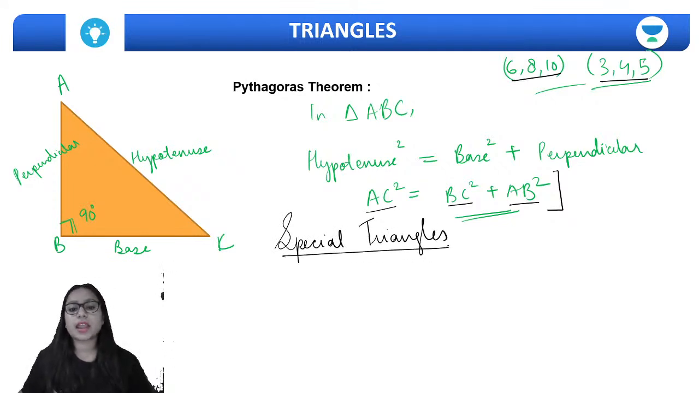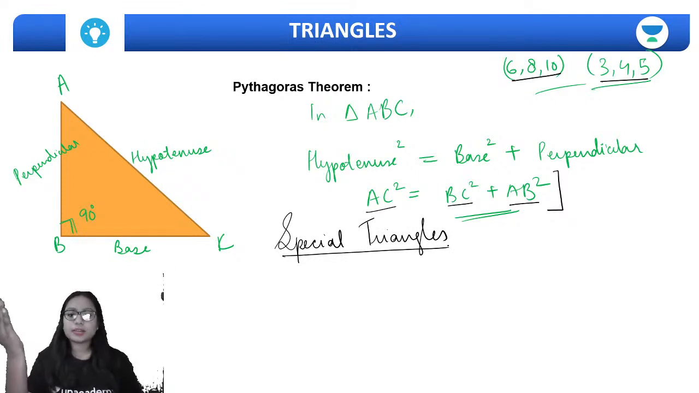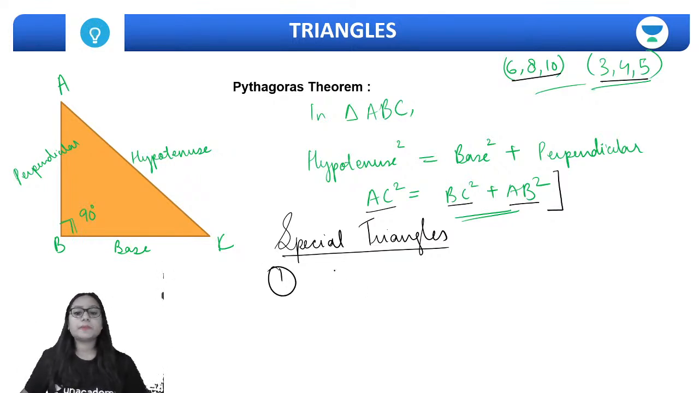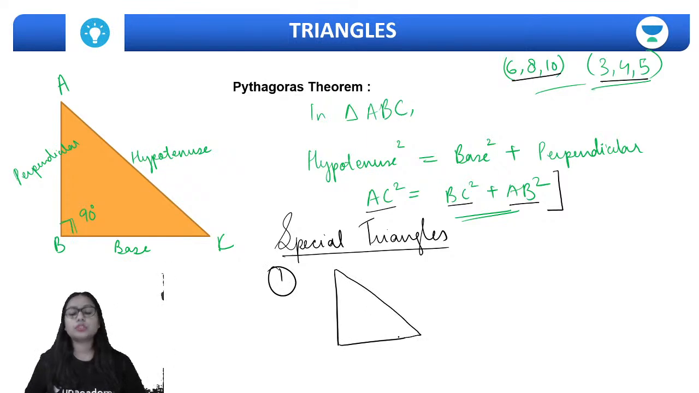What are special triangles? There's nothing special about them, but these are the triangles which come in your exam most of the time. In most of the questions, there is an application of these triangles. The first kind of special triangle is a right angle triangle with two sides equal. If I take this angle as 90 degree, this angle is 45 degree, and this angle is 45 degree. So the first is a 45, 90, 45 right angle triangle.